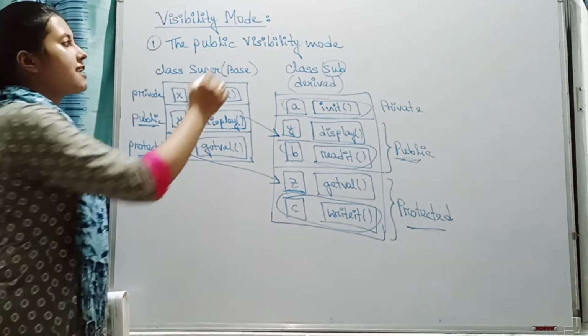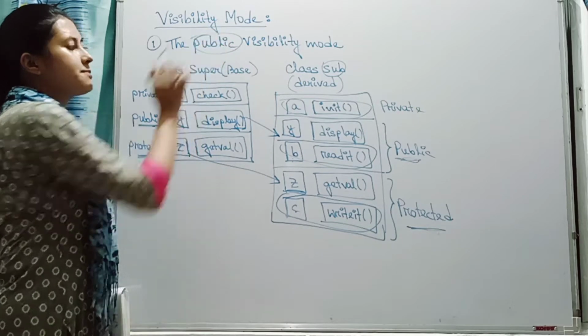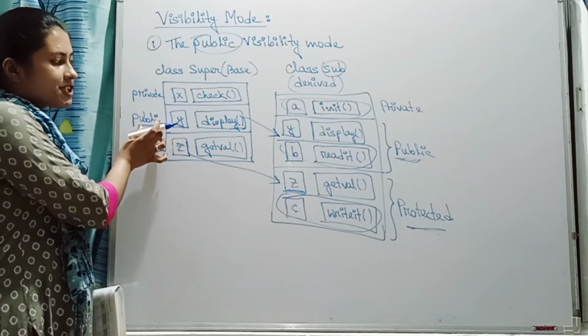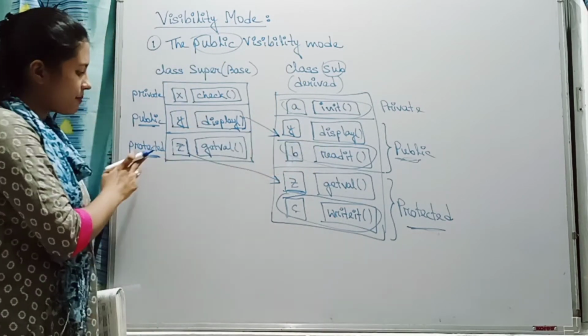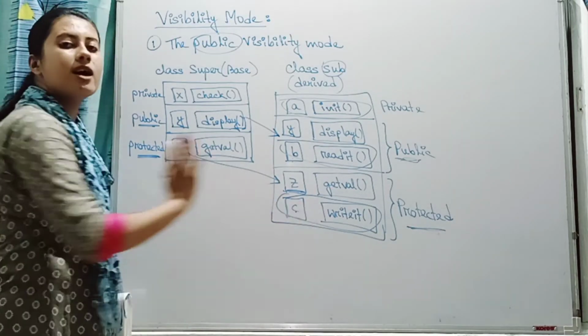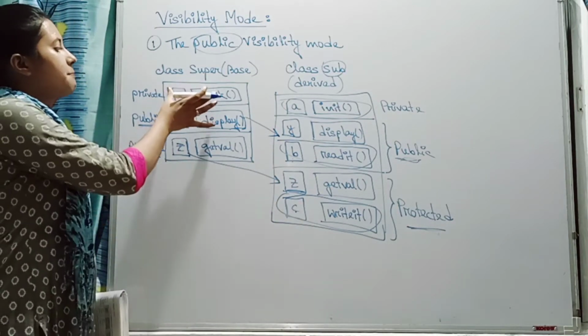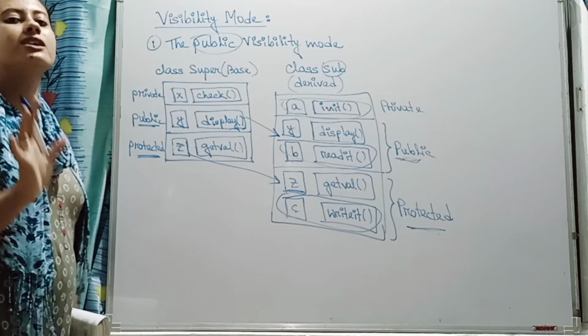Now how is it deriving? Since our visibility mode is public, the public section's data will go to the public section and the protected section's data will go to the protected section. And the private section data is not accessible.